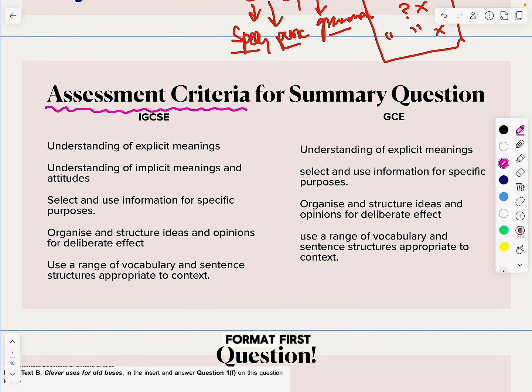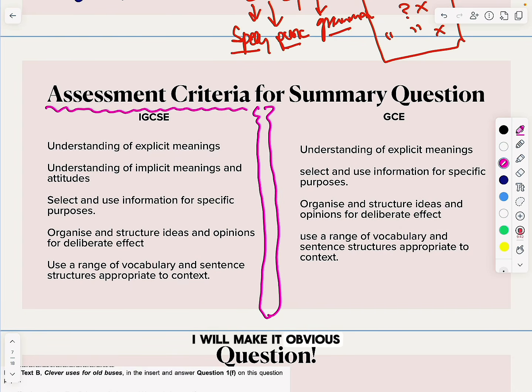So let's take a look at the IGCSE format first, and then we can compare it with GCE and see how things change, because there is a change. Maybe some of you can actually identify this right now while you have this in front of you. But for those of you who can't, I will make it obvious.